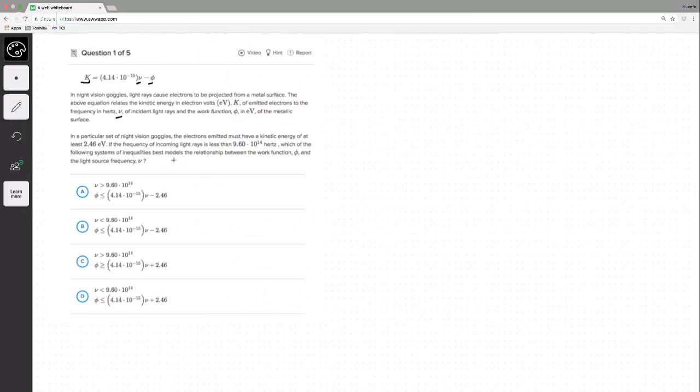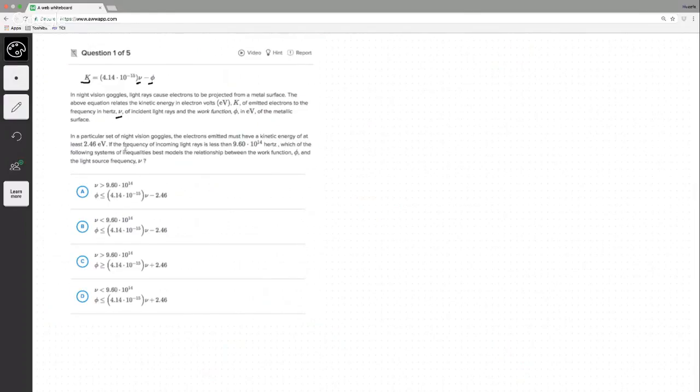Which of the following system inequalities best models the relationship between the work function and the light source frequency, if the frequency of incoming light rays is less than 9.6 times 10 to the fourth? Actually, this is pretty complicated, but let's do our best here.